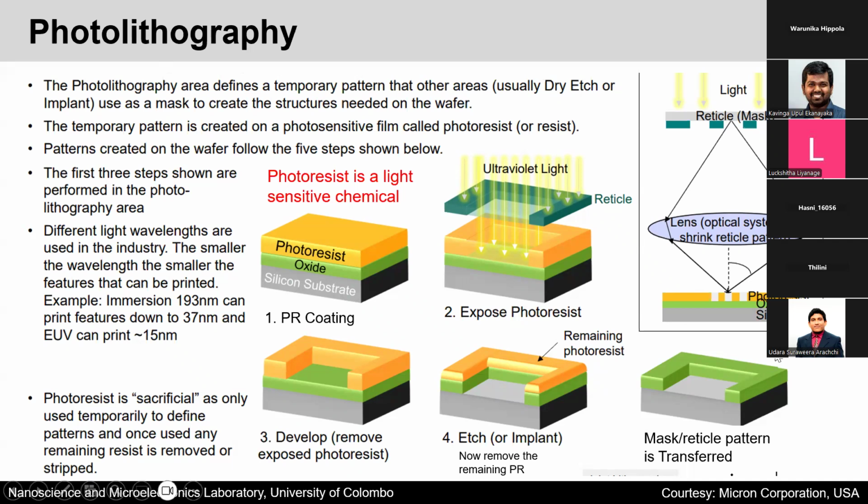interface. So photoresist is only sacrificial, right? So we only use it to transfer this mask pattern, and there could be negative photoresist or positive photoresist, and this example is only for positive photoresist.